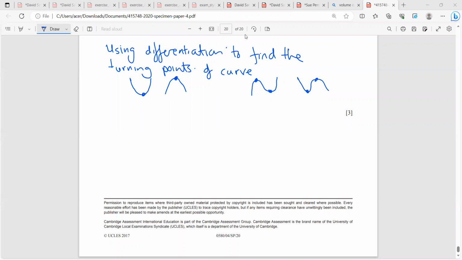All right. So we want to look at using differentiation to find the turning points of curves. Whenever we have curves, a quadratic curve has only one turning point. A cubic curve has two turning points. And what we know about the turning points is that the gradient is 0. So this is one fact you must know.